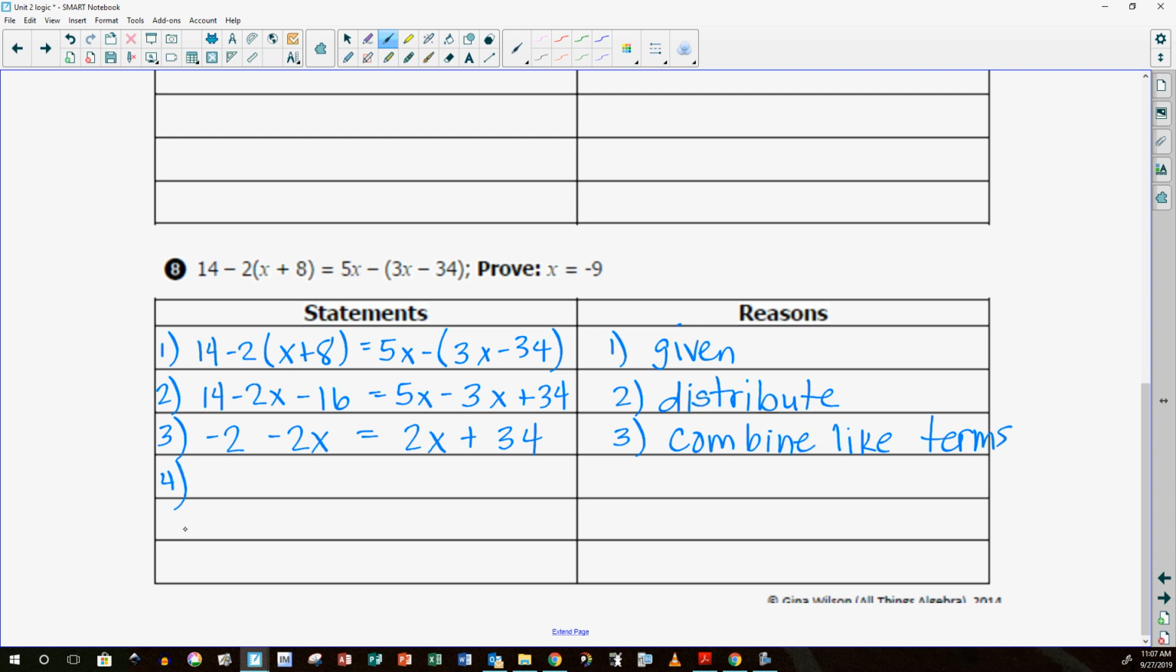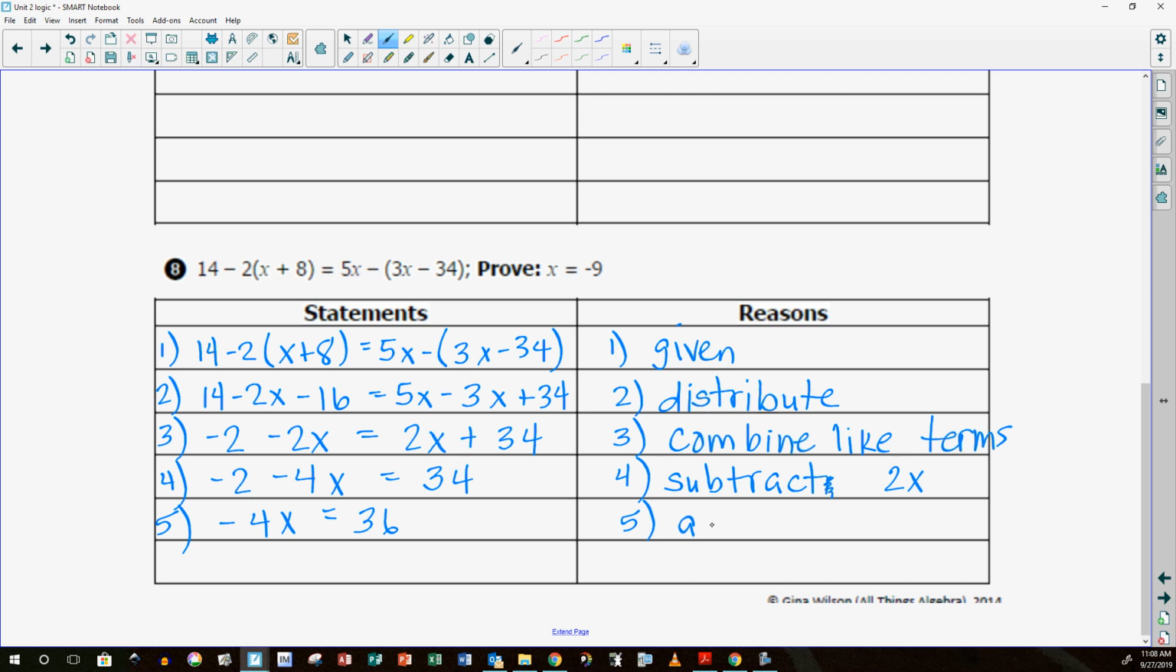All right, now I can start moving stuff around. So I'm going to subtract this 2x from both sides. So I'm going to get negative 2 minus 4x equals 34. So that would be the subtraction property. Subtract 2x. The next step, I'm going to add this 2 over here. So now I've got negative 4x equals 36.